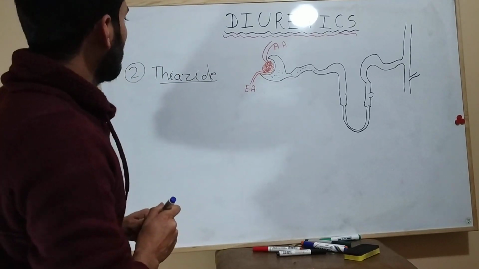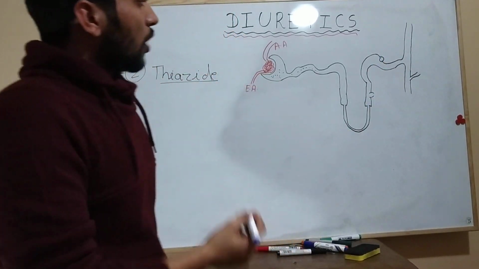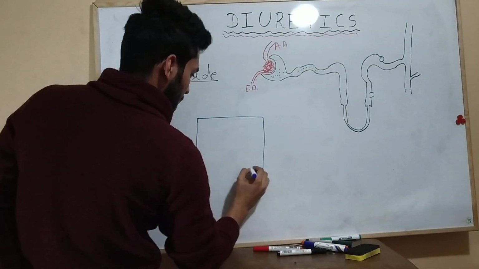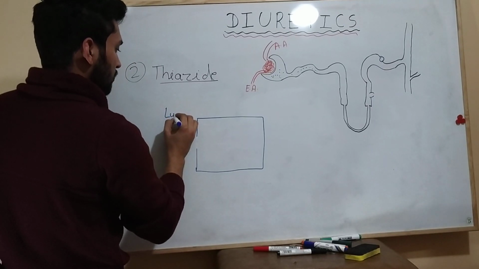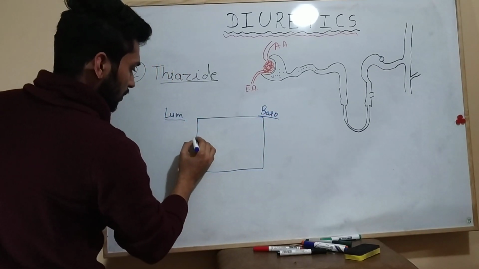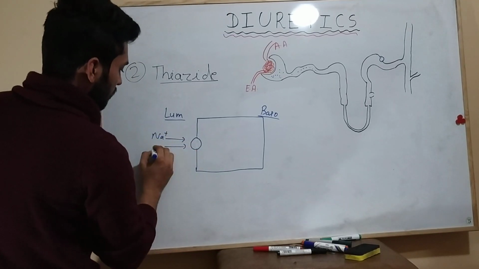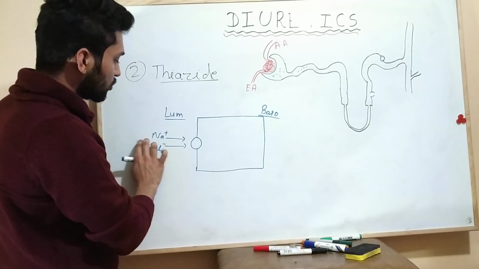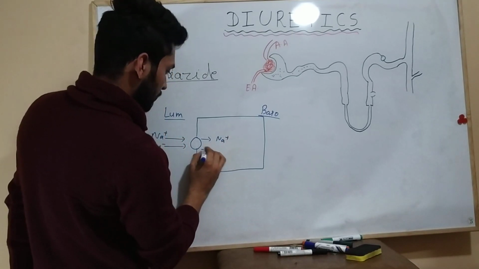Thiazide diuretics work in the DCT here. So how does this work? Okay, again I will take this transporter and keep it here. This is the luminal membrane and basolateral membrane, and this is the transporter. There are two ions, sodium and chlorine. They are a symport of sodium and chlorine.